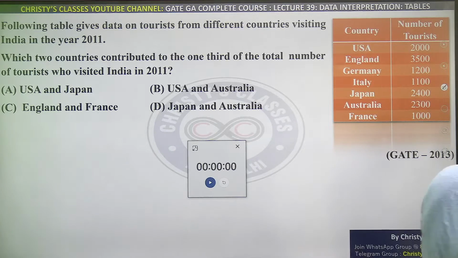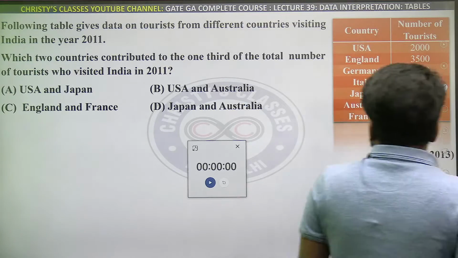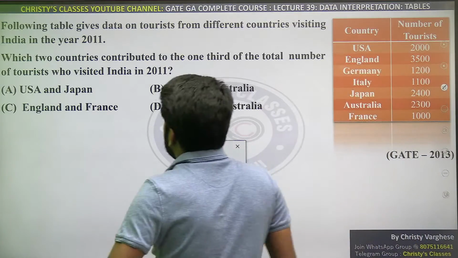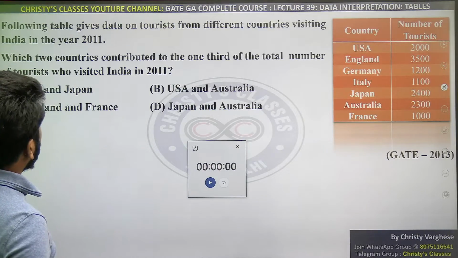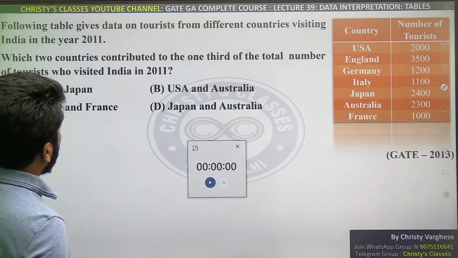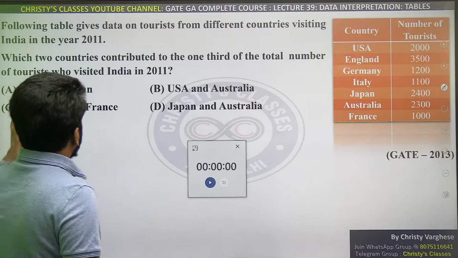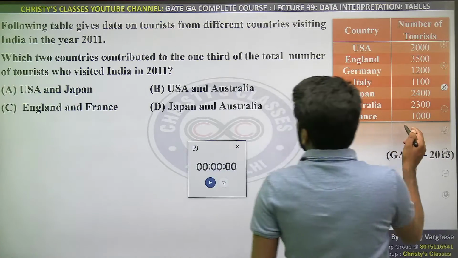Question is quite straightforward now. Option C some of you got. Let's see. So the question is straightforward, just addition. You have to do arithmetic, that's the only thing. Which two countries contributed to the 1/3 of the total number of tourists who visited India in 2011?